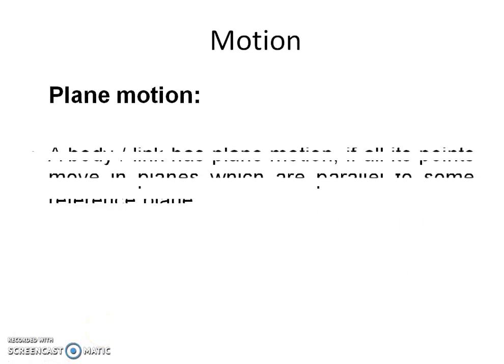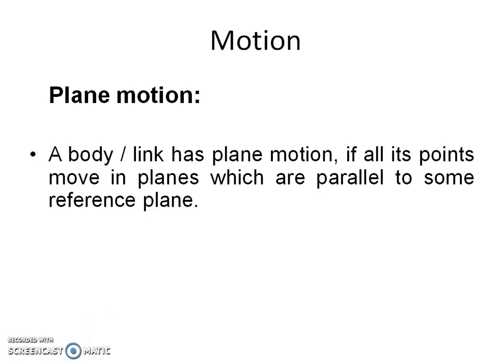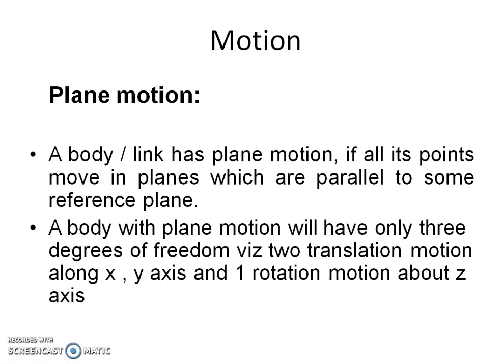Plane motion. If a body is moving along a plane and its points move in planes which are parallel to some reference plane, then it is said to have plane motion. A body with plane motion will have only 3 degrees of freedom, that is 2 translatory motions along the x and y axes and 1 rotary motion about the z axis.